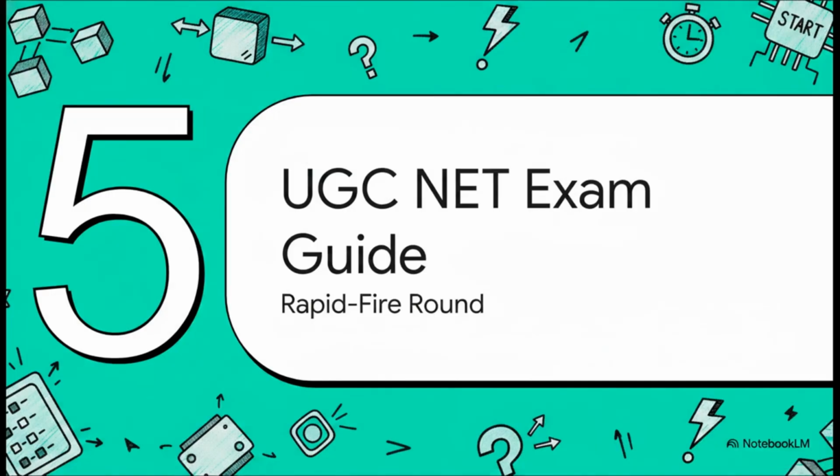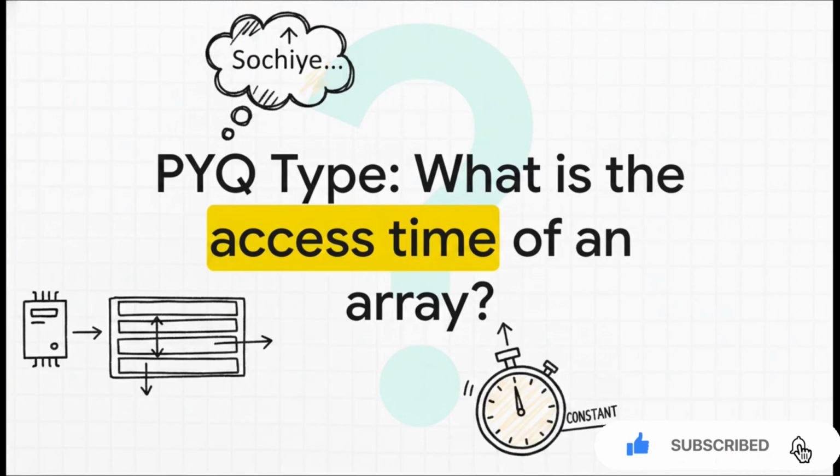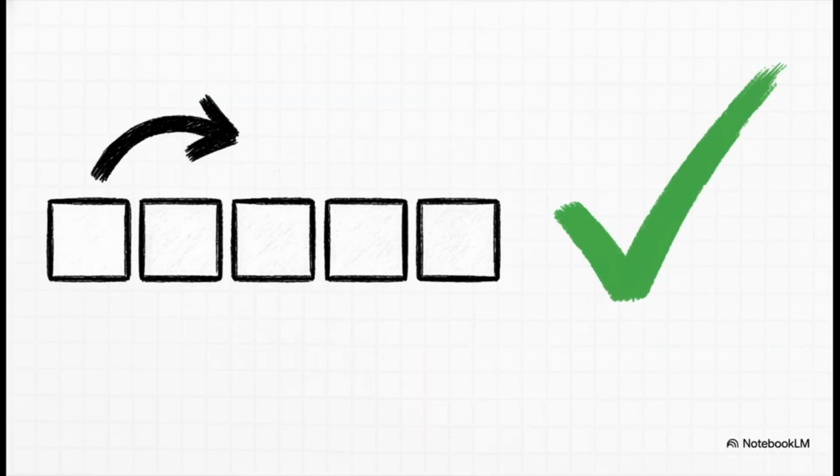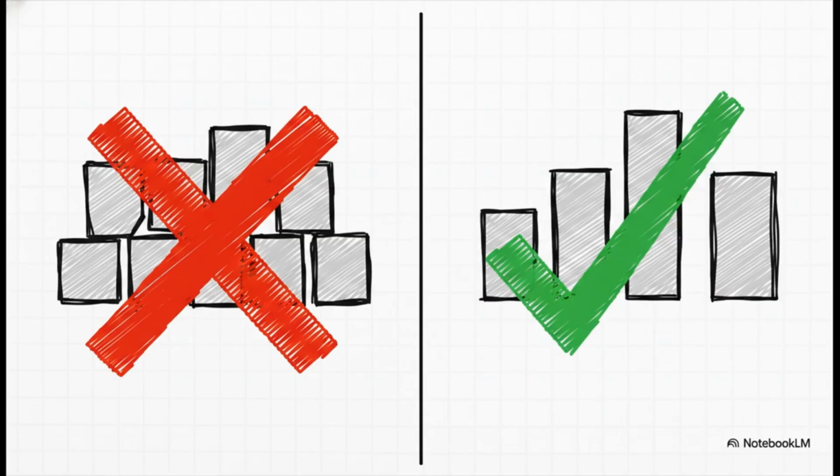And now for the most important section. How do we use all this information to solve questions in the UGC NET exam? Let's do a quick rapid-fire round. First question, a very common one. What is the access time of an array? Think about it. Absolutely right. It's constant time, or O(1), because we can access any element directly using its index. Next question, what is the single most important condition for applying binary search? Exactly. The array has to be sorted. Without that, binary search just won't work.